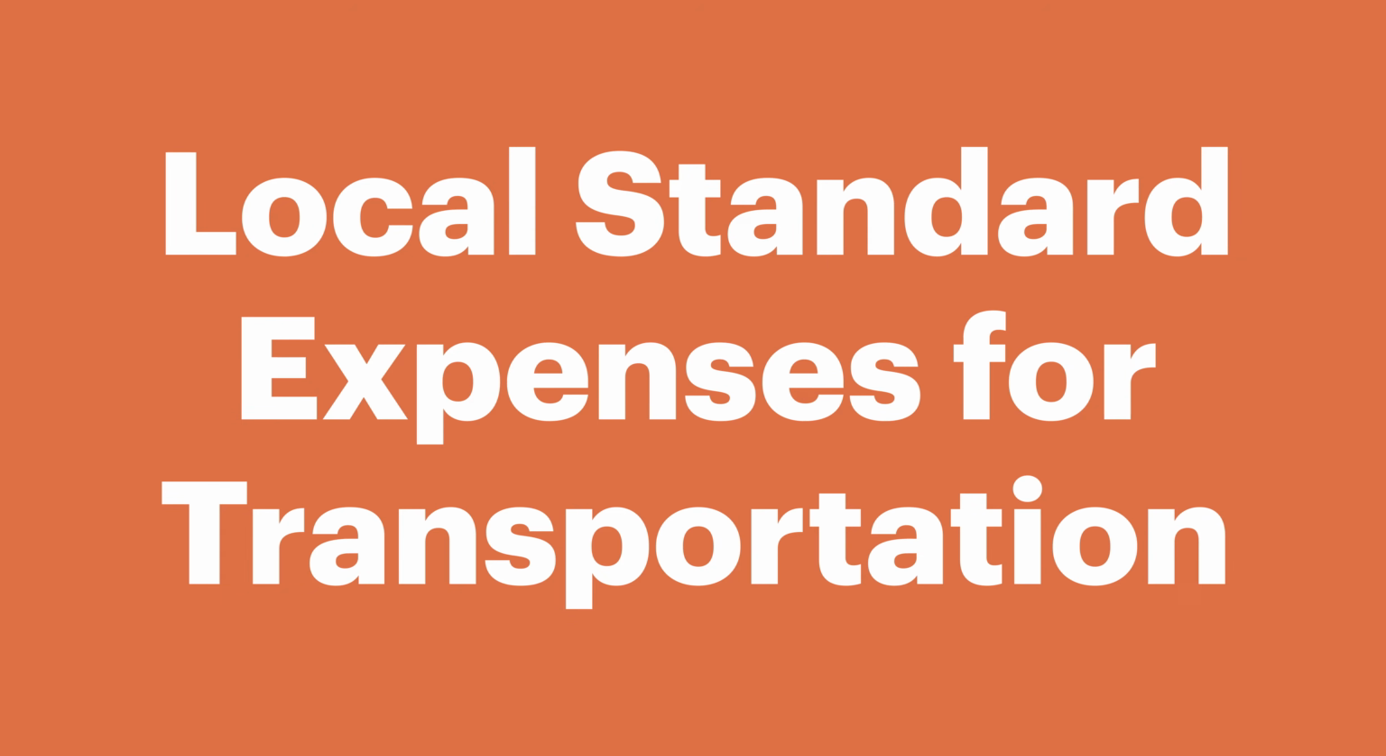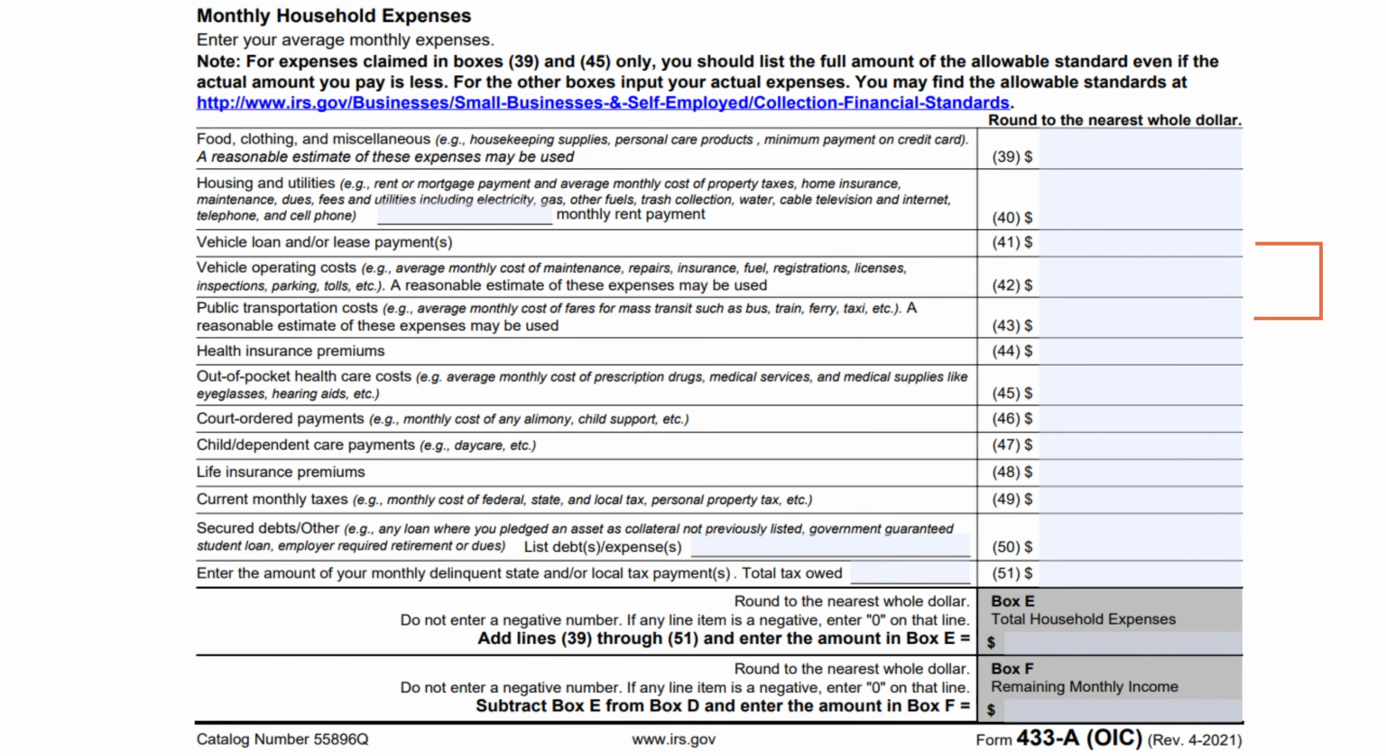All right, let's move on to the local standards for transportation. These are reported on lines 41 through 43 of the Form 433A OIC. So the 3 lines here correspond to the 3 components of the local standard expenses for transportation, which are public transportation, ownership costs, and operating costs. Interestingly enough, despite being grouped as local standards, public transportation costs and ownership costs actually have one standard, respectively, for the entire nation, okay? While operating costs are determined regionally. And yes, assuming you incur expenses for all 3, you can deduct all 3 on the form.